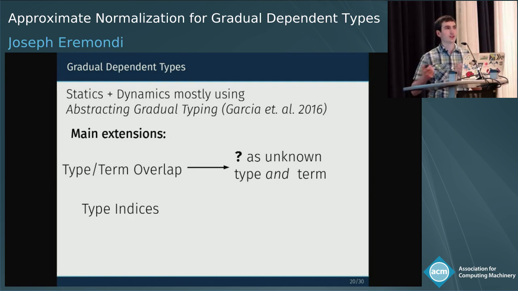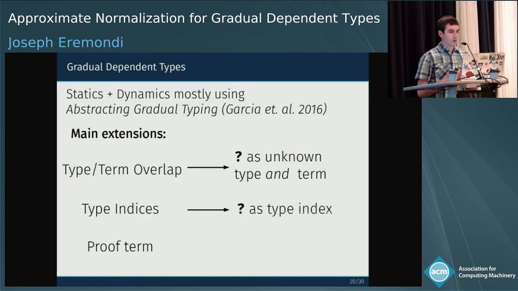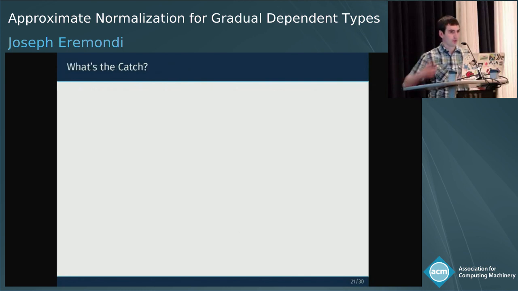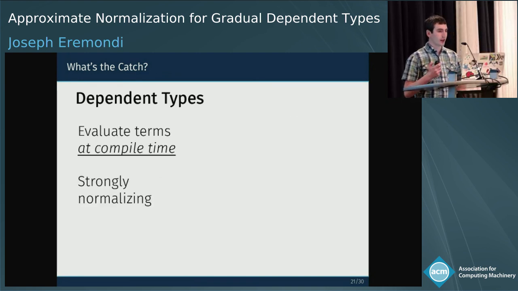And so this means that now where we have type indices, we can have an unknown value for our type index, and where we have proof terms, we can say that there is an unknown value for that proof term and that we can still run those programs. They can still be full working programs. Now what's the catch? What's the problem? With dependent types, we have to evaluate terms at compile time. And this usually works because they're strongly normalizing and they don't tend to fail.